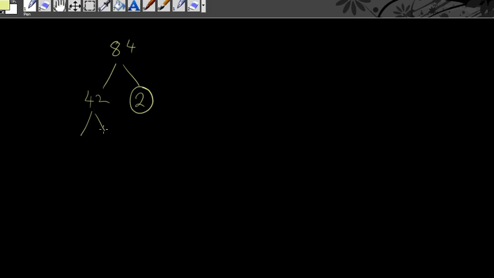42 can be written as 7 times 6. You know your 7 times tables or your 6 times tables. 7 is a prime number. 6 continues with 2 more branches because 3 times 2 gives you 6. Prime number, prime number.